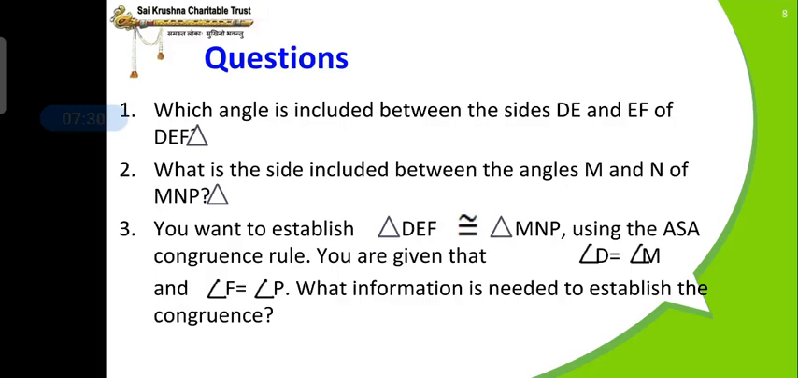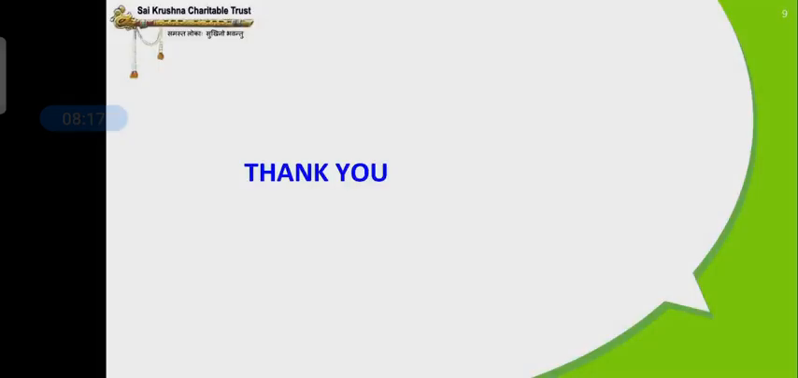Which angle is included between the sides DE and EF of triangle DEF? And what is the side included between the angles M and N of triangle MNP? And the third question is, you want to establish that triangle DEF is congruent to triangle MNP using the ASA congruence rule. Remember this, children. According to the ASA congruence rule, you have to find out. You are given that angle D is equal to angle M and angle F is equal to angle P. So what information is needed to establish the congruence? Here two angles are given. So what is the other information which is necessary for this congruence to happen? This is the question.